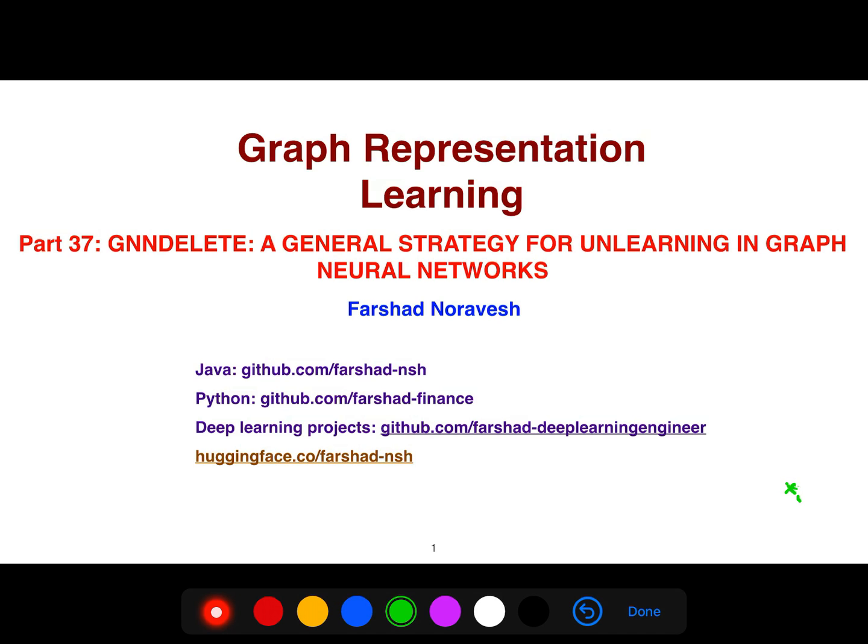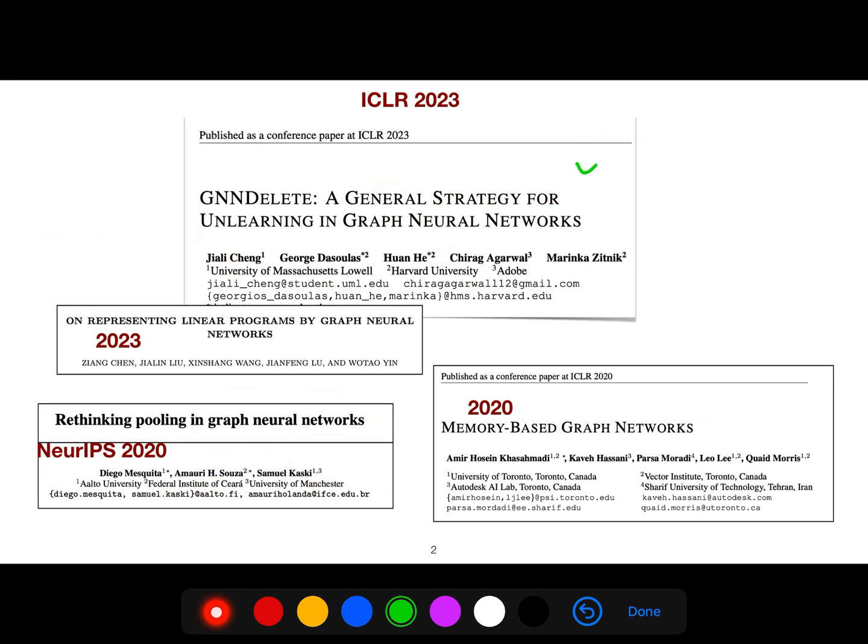Alright, so today I'm going to be explaining this important article, GNNDelete, a general strategy for unlearning in graph neural networks. This ICLR paper from 2023 is very important.